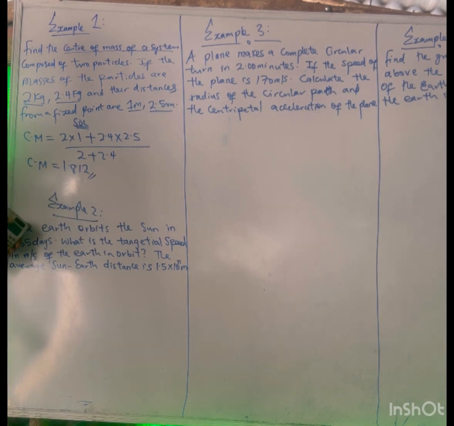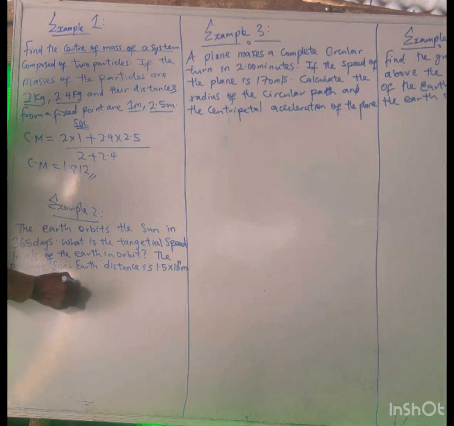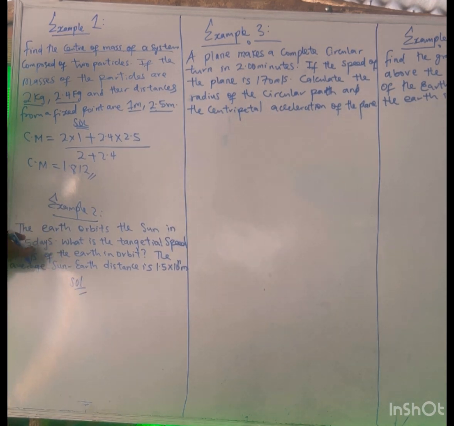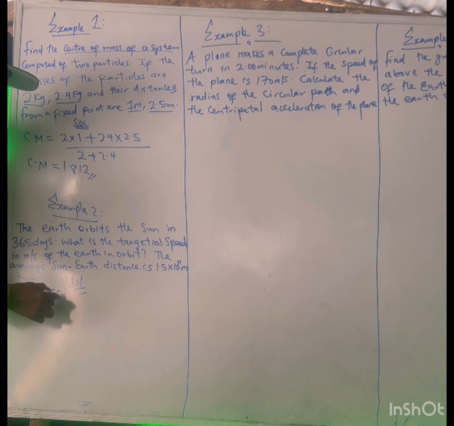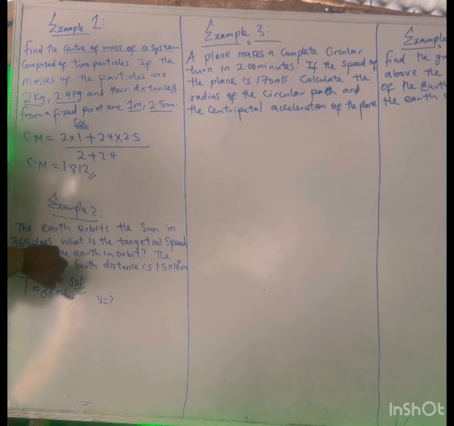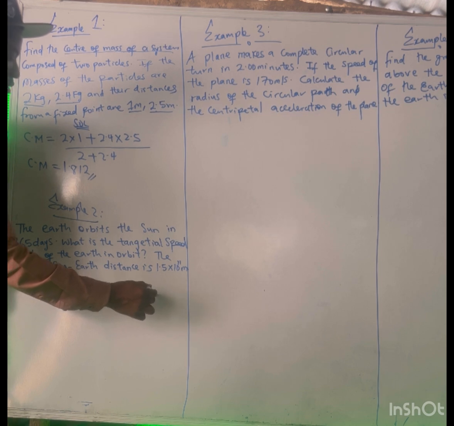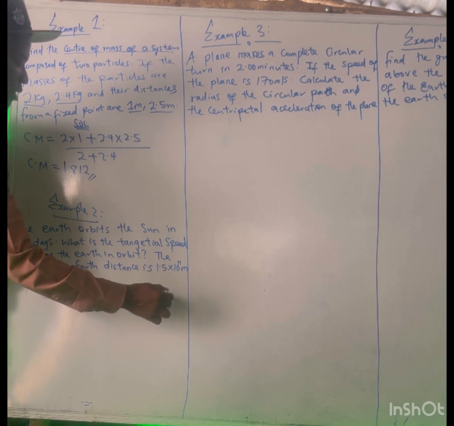We have a second example here. The question is: the Earth orbits the Sun in 365 days. So this simply means the time taken for the Earth to orbit the Sun is what? 365 days. So that means that the period T is equal to 365 days. What is the tangential speed? We are looking for the V. If the average Sun-Earth distance, so this is the radius R, is 1.5 times 10 raised to the power 11 meters.